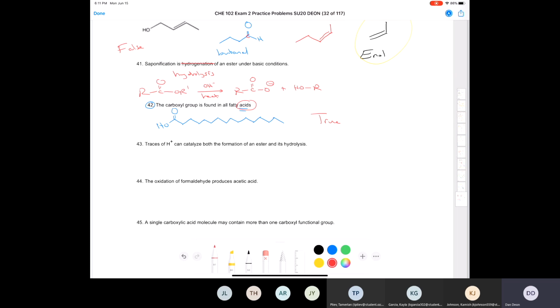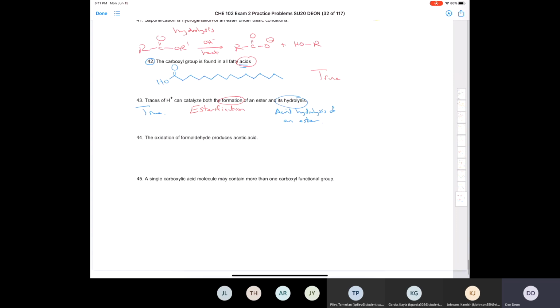The next one says traces of acid can catalyze both the formation of an ester and its hydrolysis. That is true, right? We looked at examples of both of those. We talked about the hydrolysis of an ester in acid, and we talked about the formation of an ester in acid. Okay, so look at esterification. So that's the formation, and acid hydrolysis of an ester. That's the hydrolysis. So make sure you look at both of those, which we looked at several times tonight.